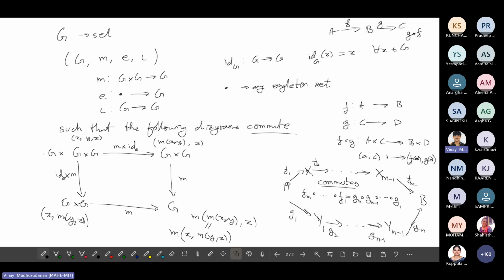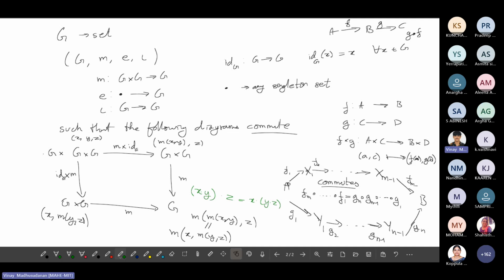How does that relate to the definition of a group? This is associativity. M is of course a binary operation on G. So when you say this, you're saying exactly that if you write M as dot with the infix notation between the elements rather than before the elements, then x dot y dot z must be equal to this other thing, which is x dot y dot z. Okay.